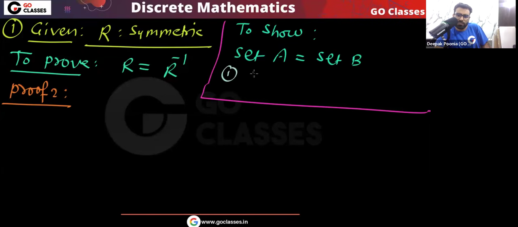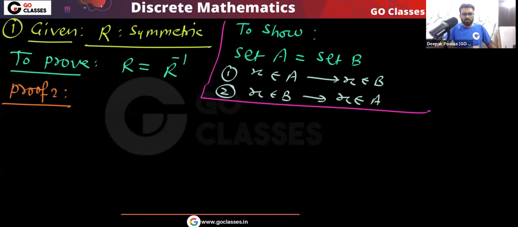The first thing is we show that if X belongs to A, then X belongs to B. The second thing we prove is if X belongs to B, then X belongs to A. Yes or no? Do you agree? In the set theory, we have already seen this type of proofs. Take any element in A, then you prove that it will belong to B. Take any element in B, then you prove that it belongs to A. Okay, very simple. So the same thing we are going to do here.